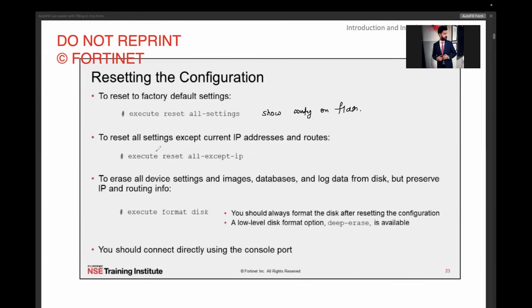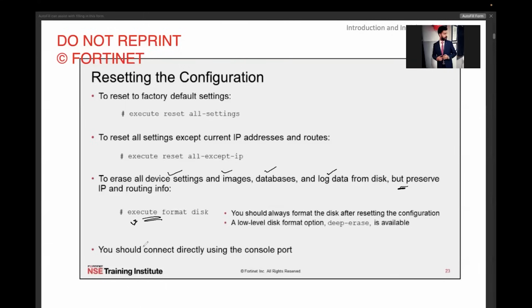While the execute reset all except IP command leaves the settings of the IP addresses and the route. To reset all the settings except the current IP and the route, you have this. Execute reset all settings is going to do a factory default. If you want to keep the IP addresses and the route, you can leave those things and everything else will be reset. The execute format disk command erases all the device settings, images, databases, and log data from the disk. But again, it is going to preserve IP and the routing info.